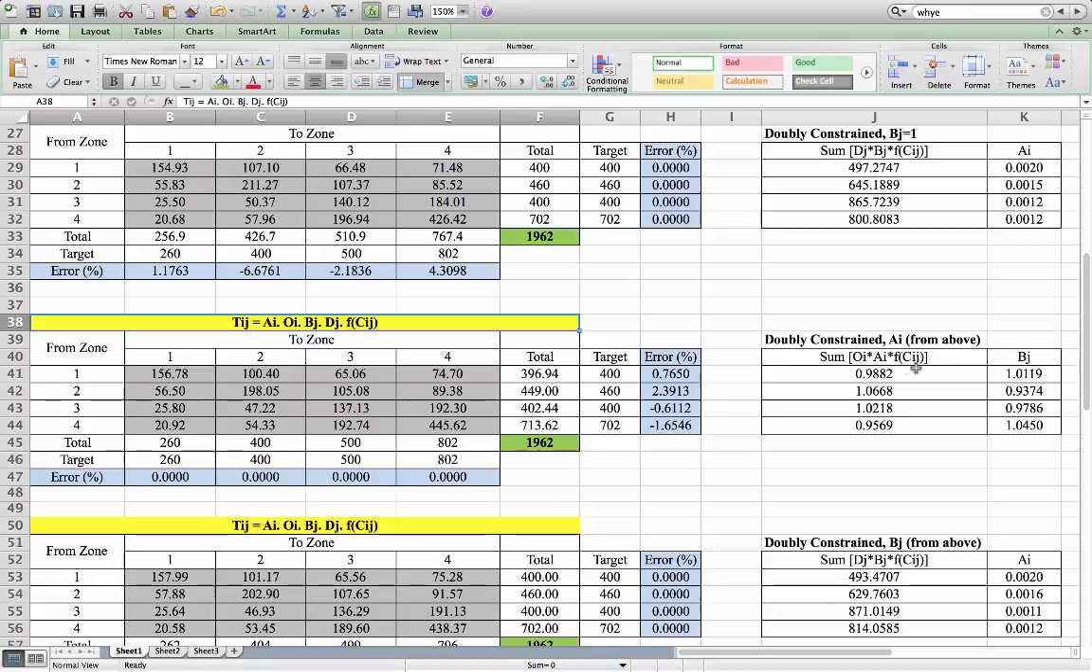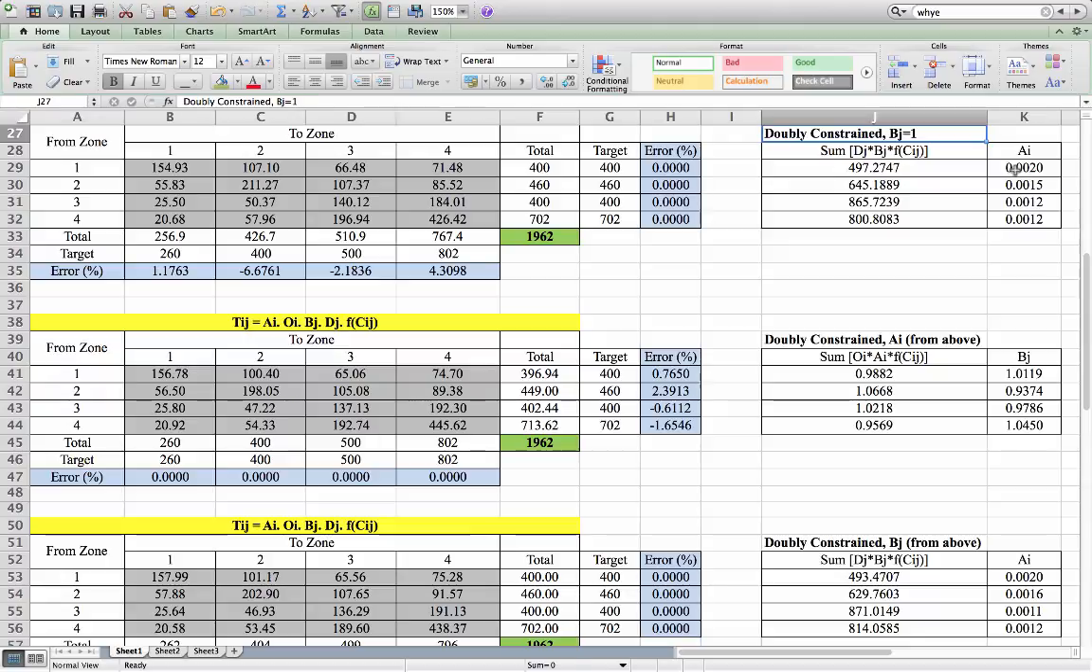However, this time, we don't need to assume Bj equal to 1. We already have Ais. This time, we calculate Bjs. So Bj was 1 over the summation of Oi, Ai, Fcij. So we calculate this summation for each of the Js.